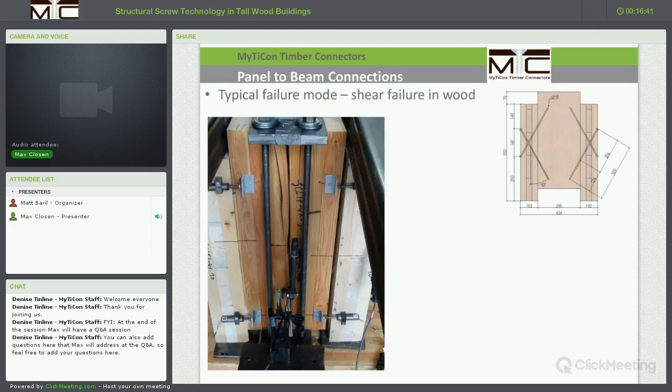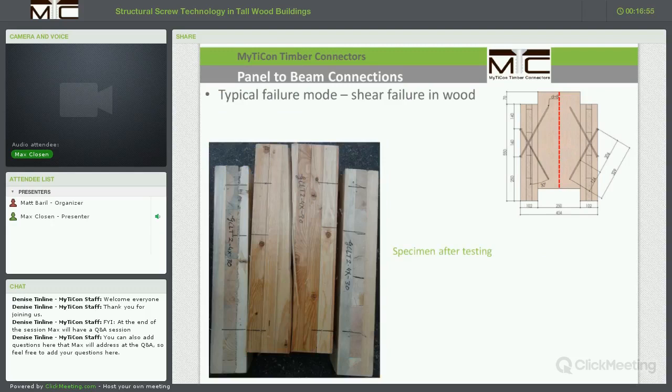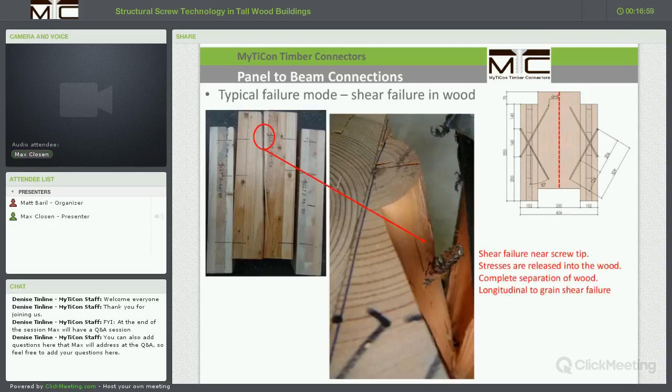For the 30-degree screw arrangements, we see one more failure mode that is pretty interesting, and we have to carefully consider this in design approaches and steps. What we see is a shear failure parallel to the grain in the glulam centerpiece, which looks like this, an entire separation parallel to the grain.